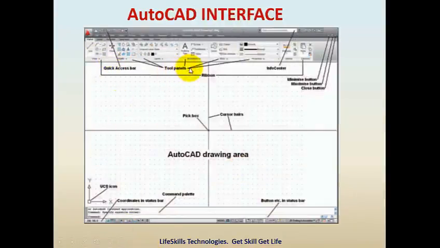We have the two panels. We have the ribbons. Then we have the info center. We have the drawing area. We have the command palette. We have the UCS icon. We have the coordinate in status bar.